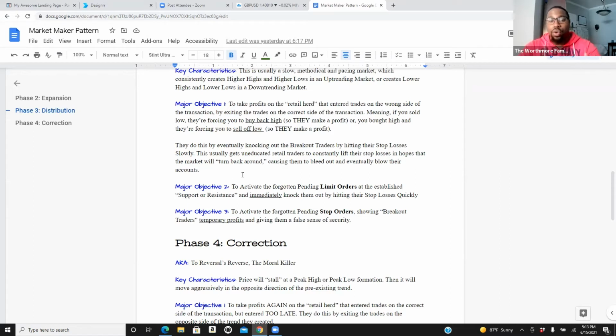Now, objective number 2 is to eventually activate the pending limit orders at the established support or resistance, right? So as we saw in GU, we saw an expansion to the high, breaking the resistance. So there are still those forgotten sell limit orders at support, that support area of the accumulation, okay? So they want to activate those limit orders and immediately knock them out by hitting their stop losses quickly, okay? And of course, major objective number 3 is to activate the forgotten pending stop orders, okay? And they want to show those breakout traders temporary profits and a false sense of security as well, okay?